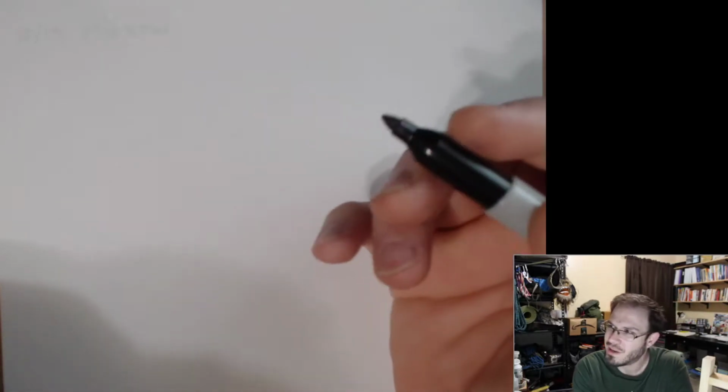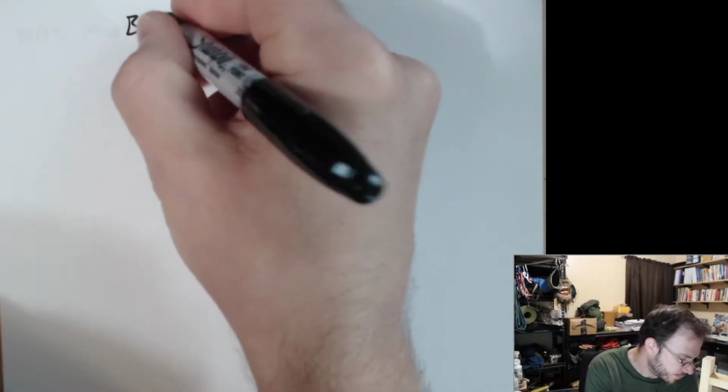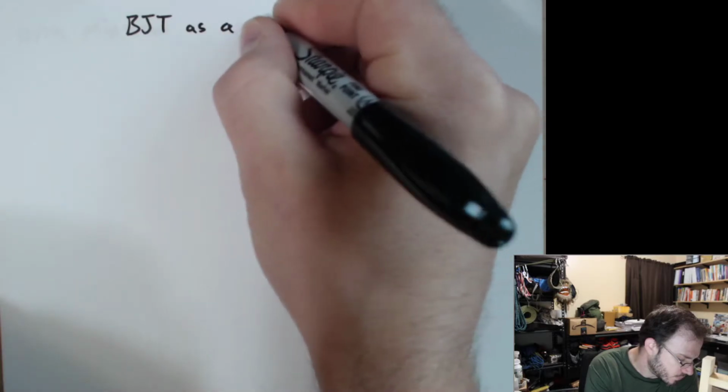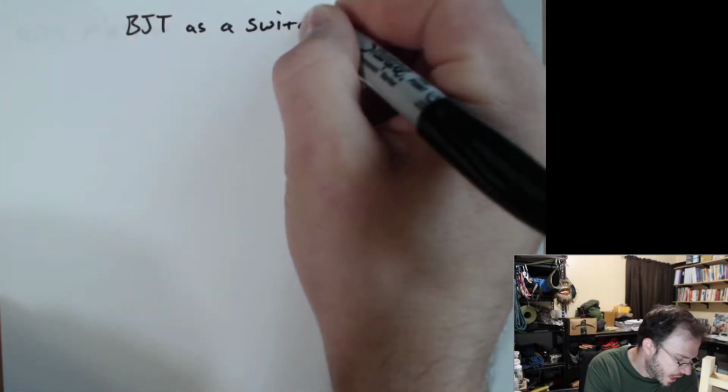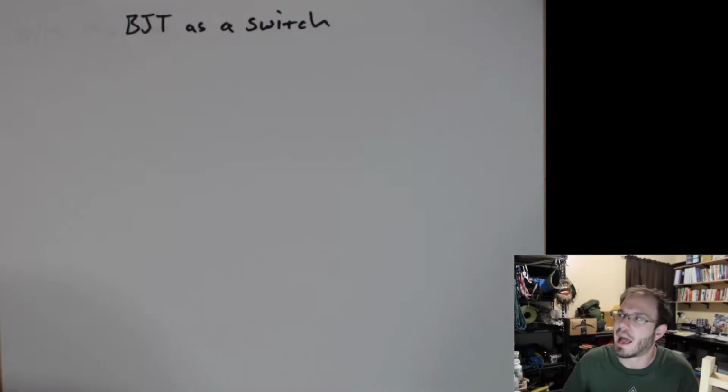So what I wanted to do now is go over a more real-world example of using a transistor. And for this application, we're going to be using the transistor as a switch. So let's go ahead and say BJT as a switch. And I think this is one of those things that you hear about all the time. Transistor, it acts like a switch.